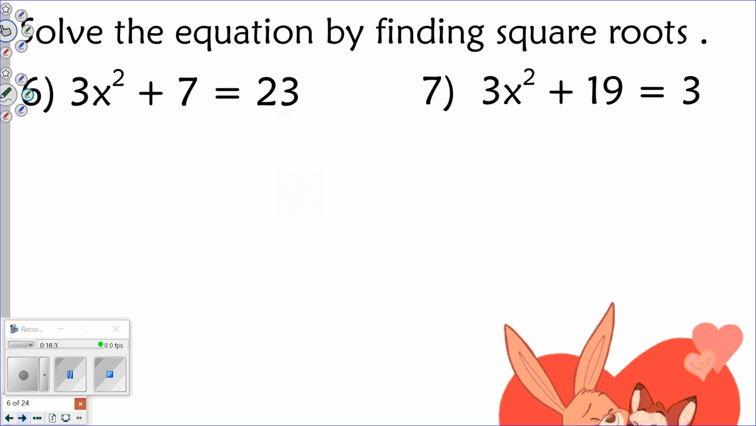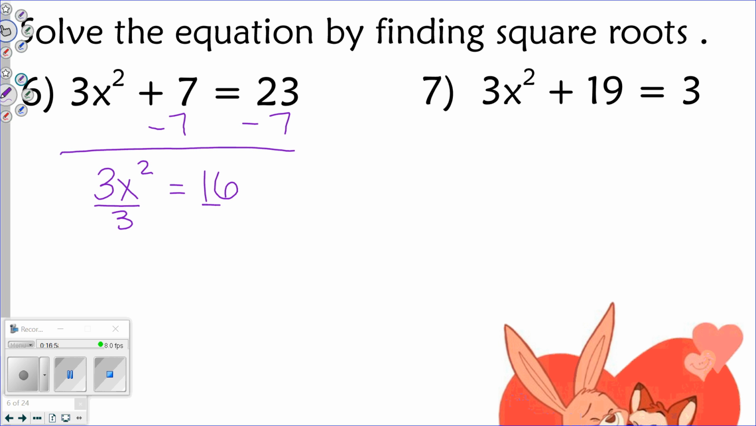All right. You guys want to try number 6 on your own? Yeah, try number 6, guys. All right, so number 6, what do we do first? Subtract the 7. So 3x squared equals 23 minus 7? 16, good. Then what? Divide by 3. Does that divide? No. 16 over 3.